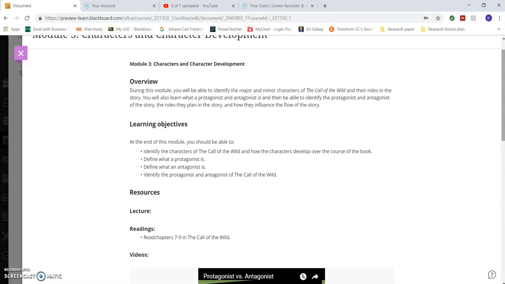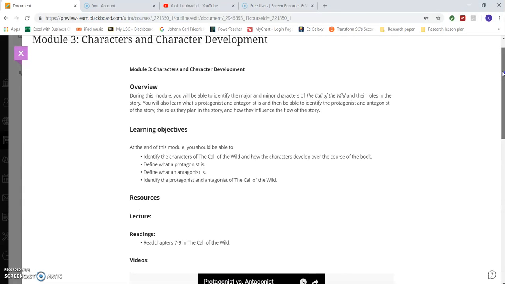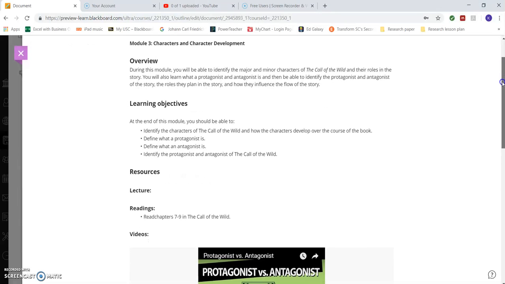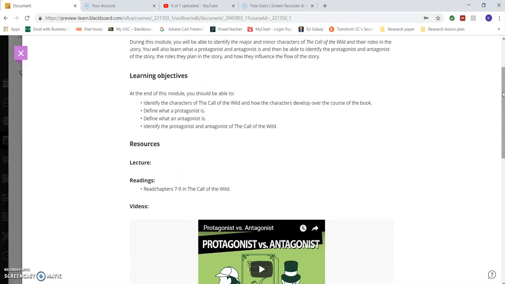It's important in this novel to identify who the protagonist and the antagonist is. Also, take note as you continue to read through the chapters if these roles change or if other characters fill these roles. That's an important thing to think about. So during this module, you'll be able to identify the major and minor characters, and also who the protagonist and the antagonist is.